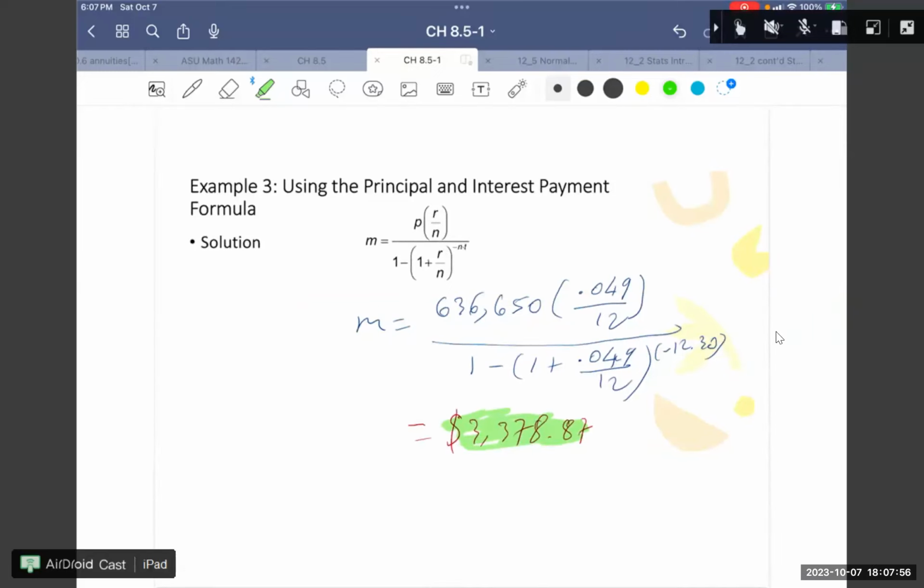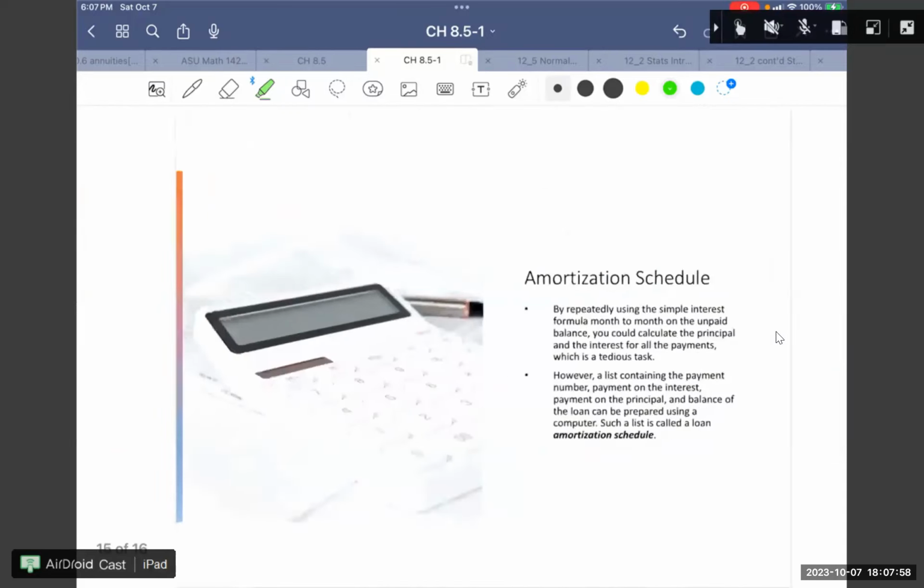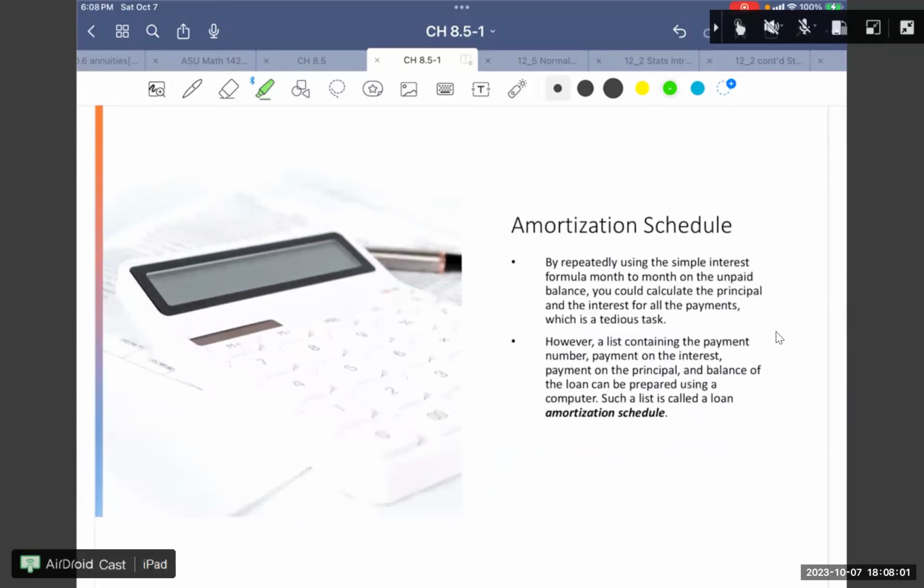Okay, and we have an amortization schedule, made by repeating the simple interest formula month to month on the unpaid balance. You should calculate the principal and interest using the payment. However, a list containing the payment number, payment on interest, payment of principal, and the balance of the loan can be prepared using a computer sheet that is called a loan amortization schedule.